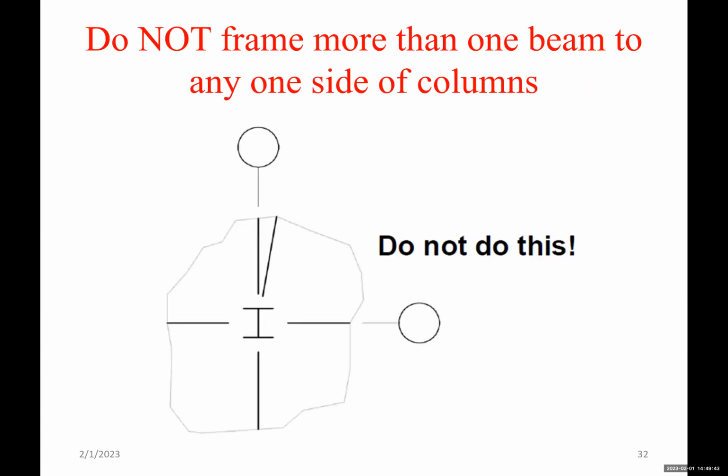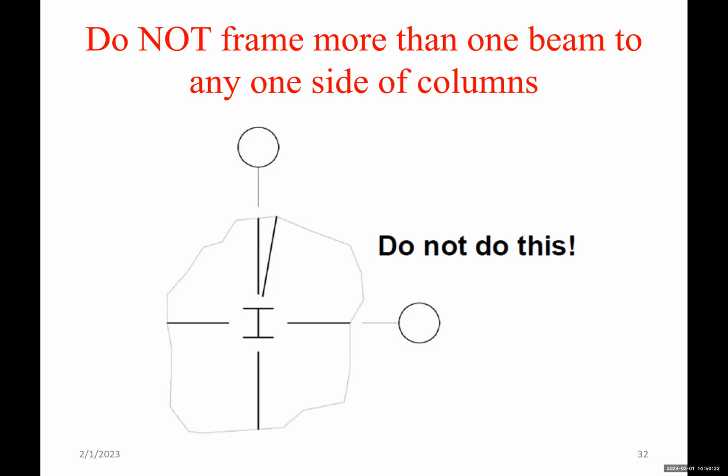Do not frame more than 1 beam on any side of the column. So in drawings, the beam is aligned, okay, and today we use Revit, and it depends on the standard that's followed at your firm, but typically we use a line. So you can have 2 lines coming like this, on the side of the column. Now, in the drawings, this looks okay, and I've seen this a lot.